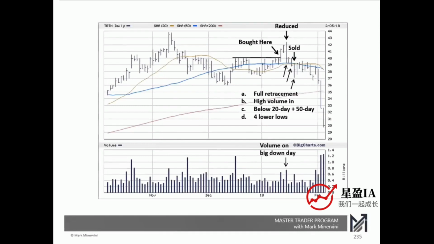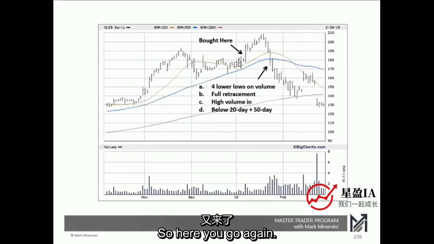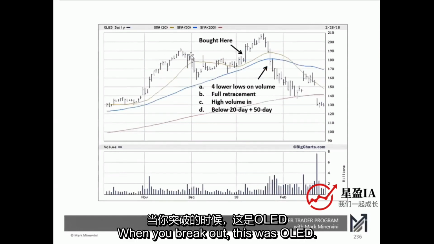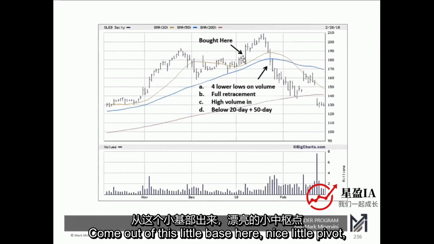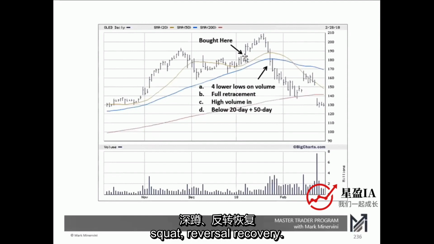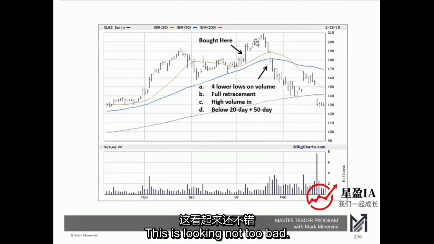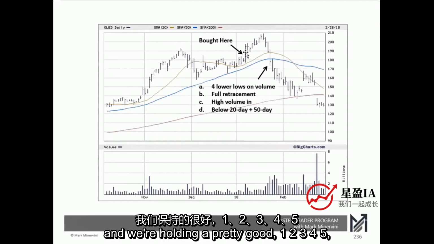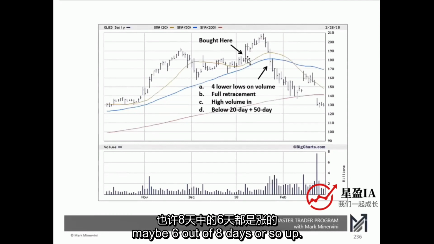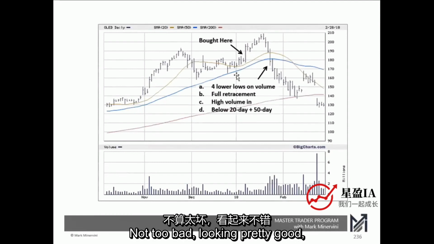Let me show you another one. So here you go again, where you break out. This was OLED. Come out of this little base here. Nice little pivot, squat, reversal recovery, little pullback back into new high ground. This is looking not too bad. Okay, we got out of the gate and we're holding up pretty good. 1, 2, 3, 4, 5, maybe 6 out of 8 days or so up. Not too bad, looking pretty good.